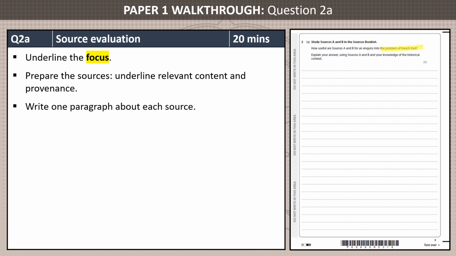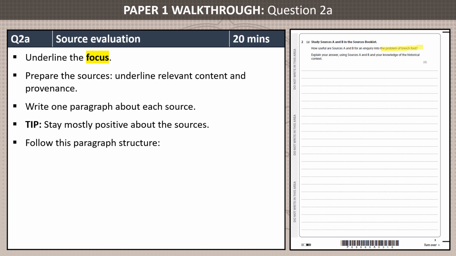Then write 1 paragraph about each source. Do not try to combine or compare them. There's no need to do this and you won't get any extra marks. Now, you will never be given a source which is useless. So always start with the positives about the sources. Follow this structure when you write.